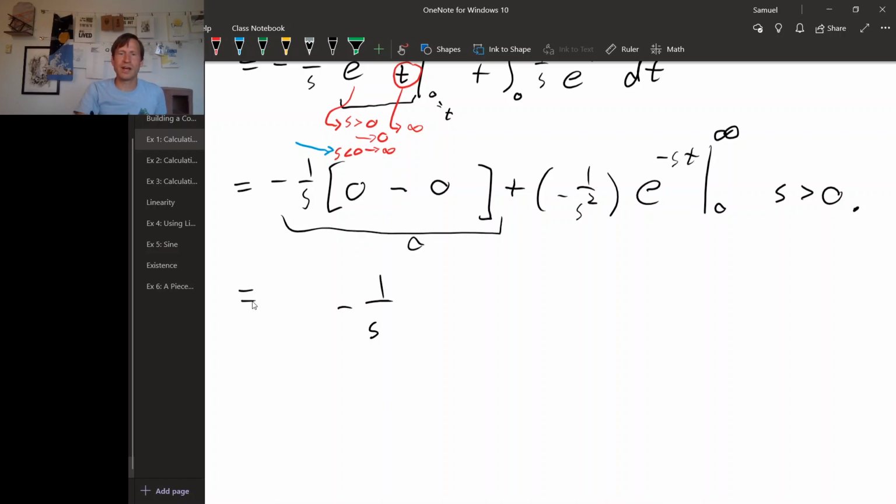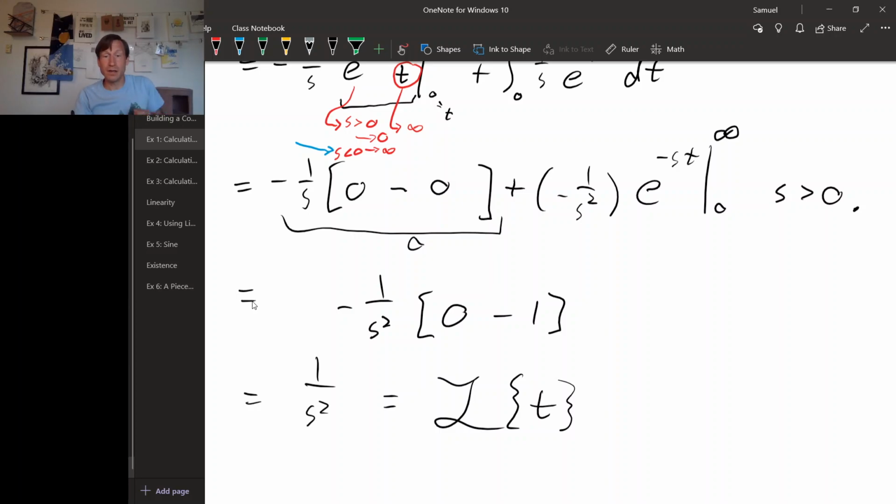So minus 1 over s squared times, now take a limit as t goes to infinity. Again, for this limit to converge and not just fly off to infinity, we have to have s greater than 0. And if s is greater than 0, then when t goes to infinity, this exponential goes to 0. So we get 0 minus, and now plug in 0 for t. You get e to the 0, and that's 1. So the minus signs cancel, and we get 1 over s squared. So the Laplace transform of the function t is 1 over s squared.